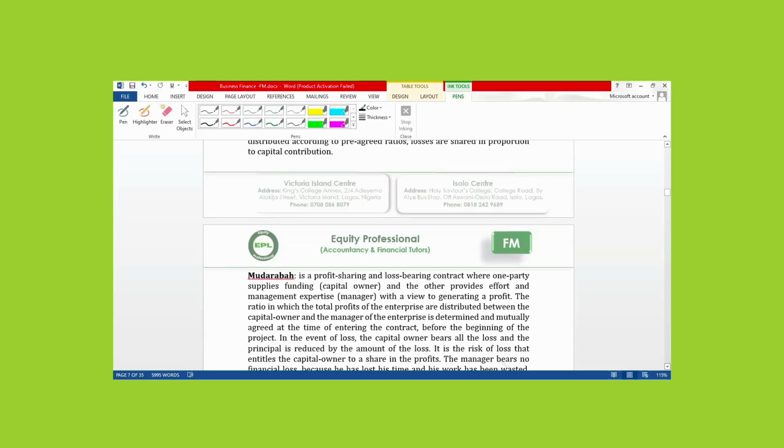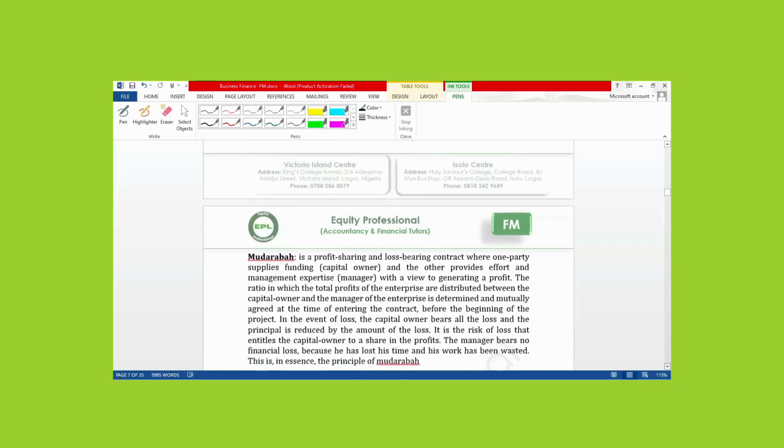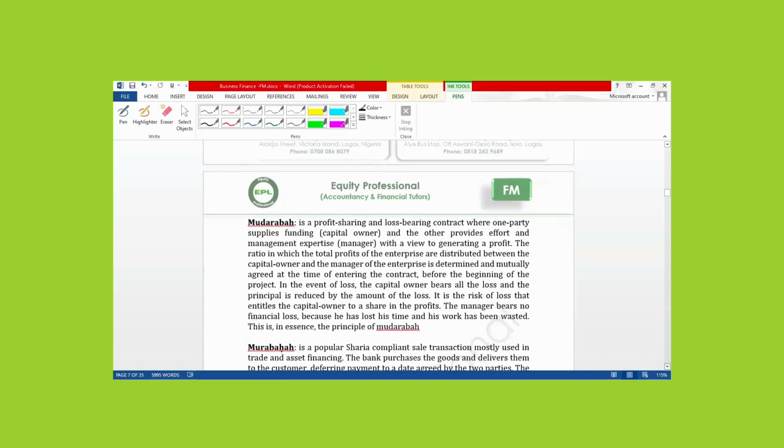The customer will not bear any loss. The customer that manages the business will not bear any financial loss because he has lost his time, his energy, invested in running the business. That's the principle of mudaraba.